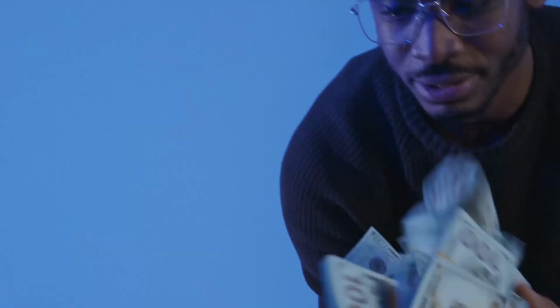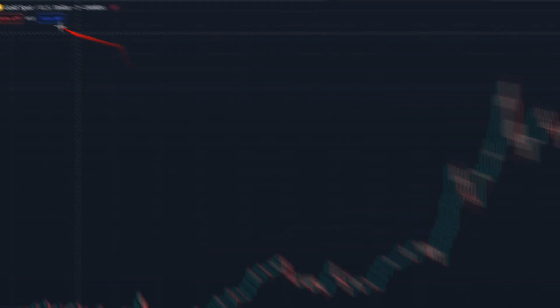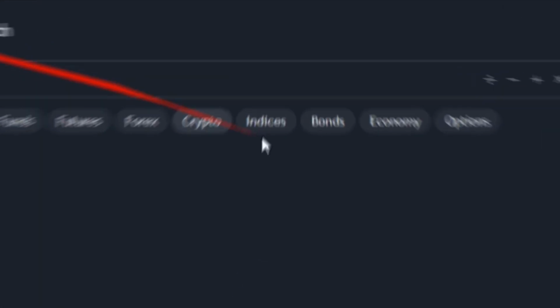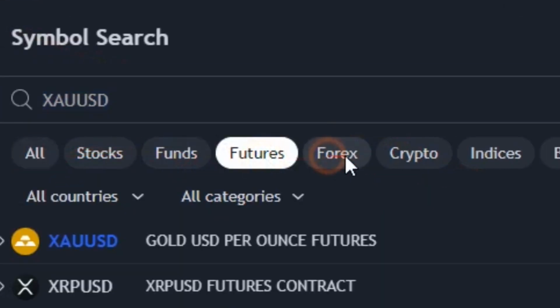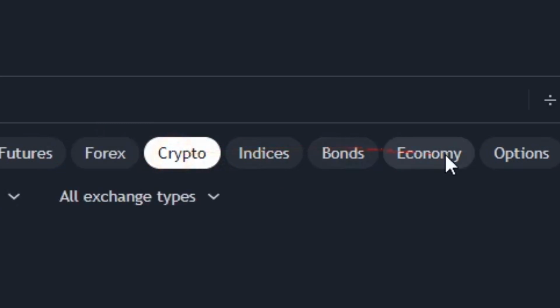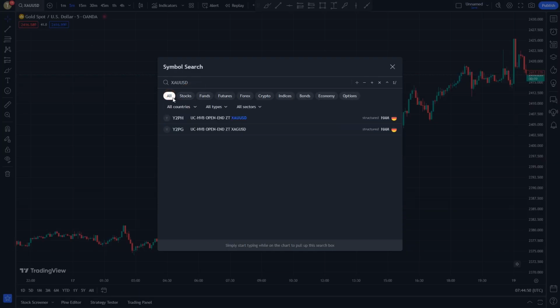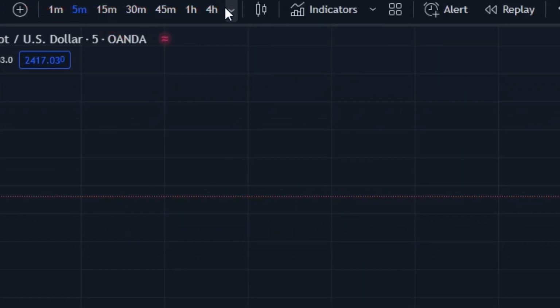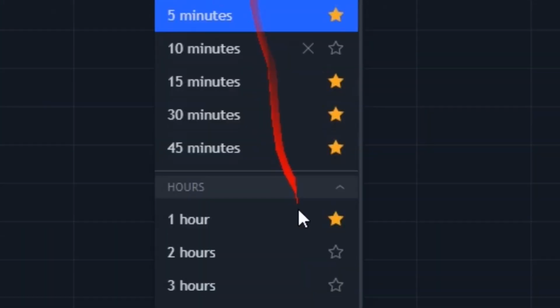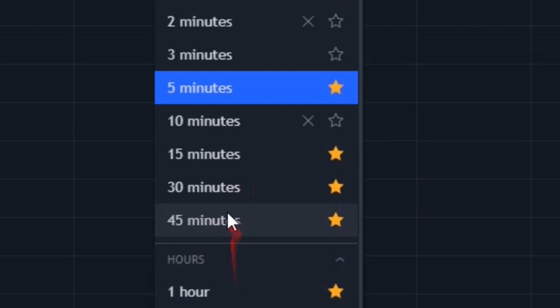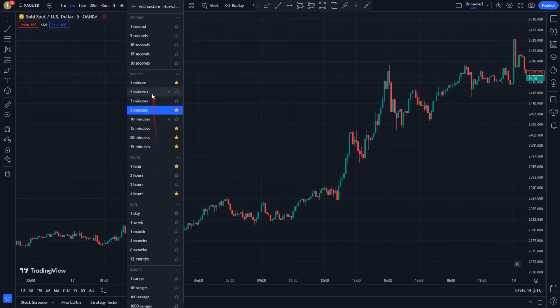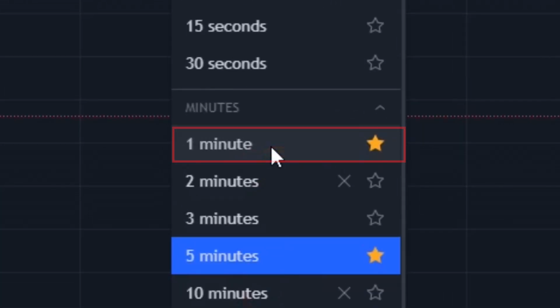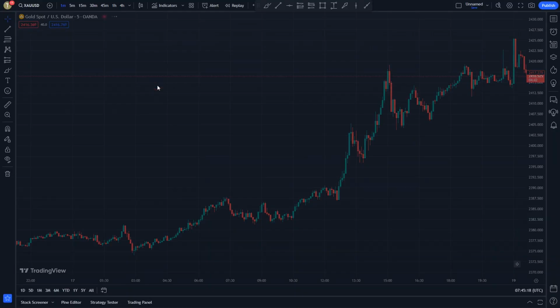Let's start the video. First of all, you need to choose your symbol. You can choose any symbol you like from the Forex, crypto, and stock markets. I'll choose a symbol. After that, go to the time frame section. Here you need to choose the time frame that suits you. The time frame I choose is 1 minute because I can wait around to make a profit.